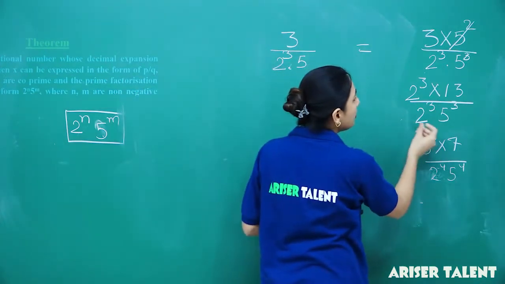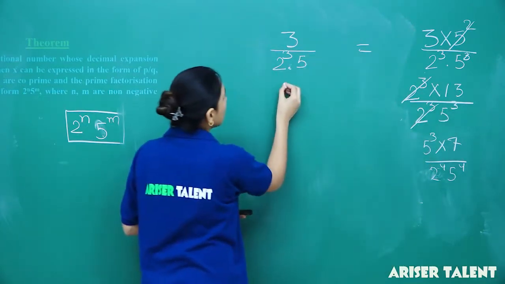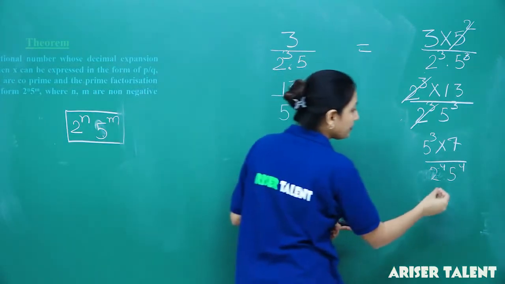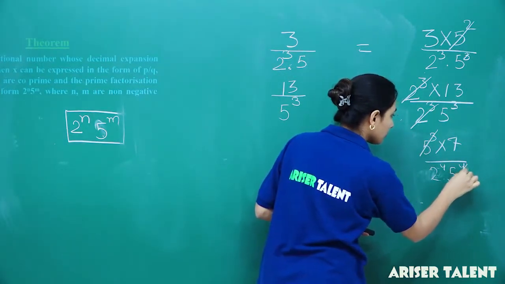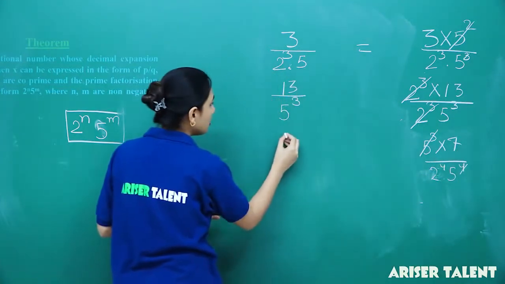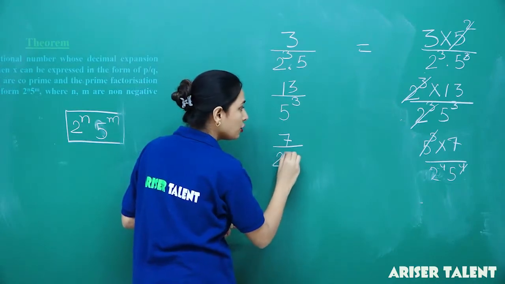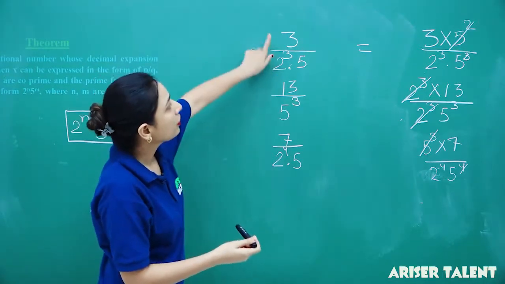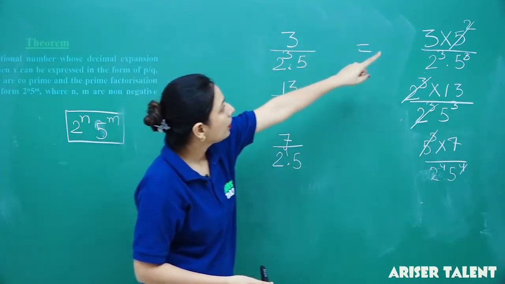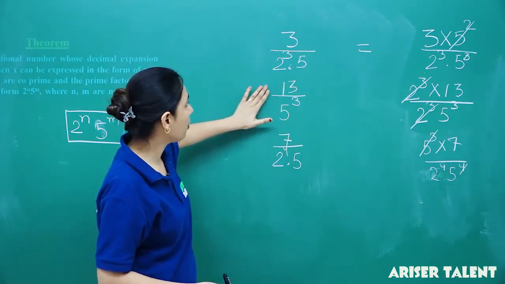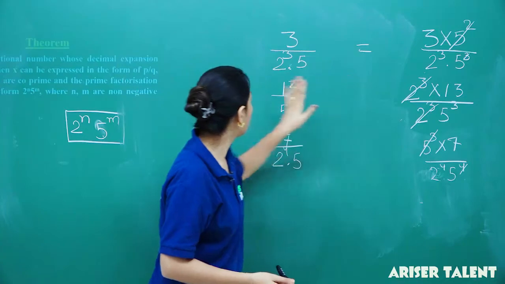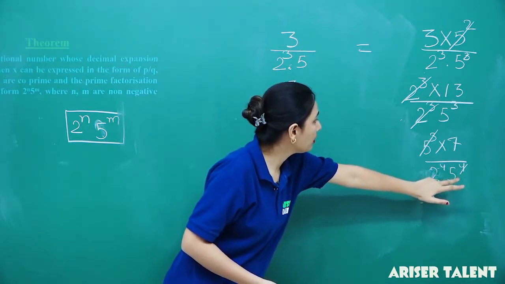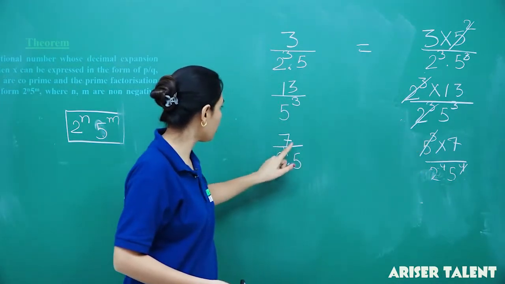This expression, 13, 5 raised to power 3. Next. Now left is 7, 2 raised to power 4 multiplied by 5. Let's recheck. 2 to the power 3 cancels, 1 left here. 2 to the power 3, cancel. 13 left, 5 to the power 3 left. This cancels out from this, 5 remaining, 7, 2 raised to power 4.